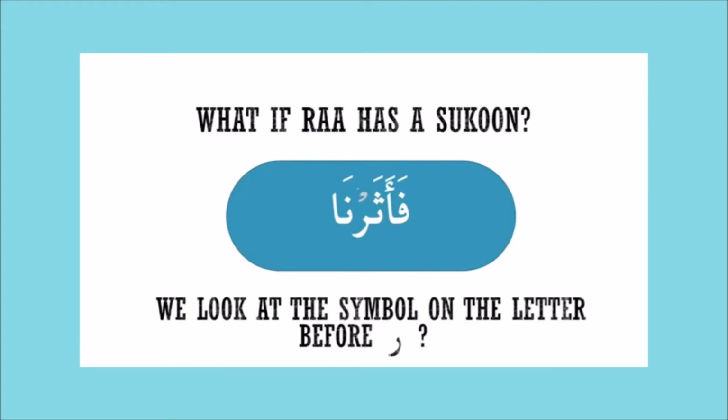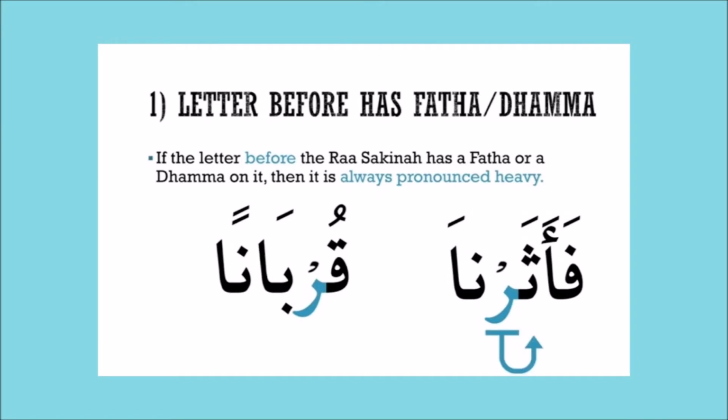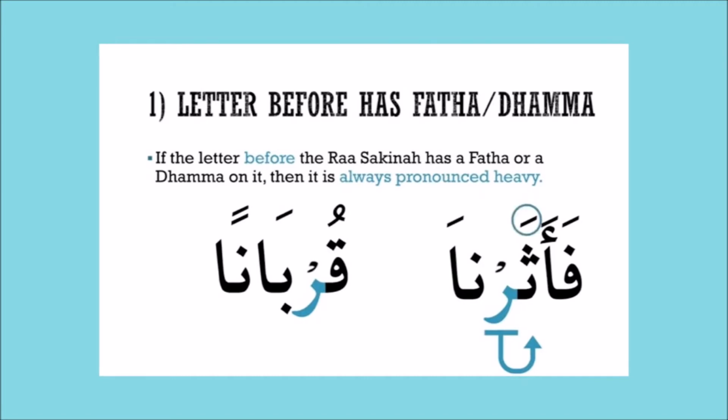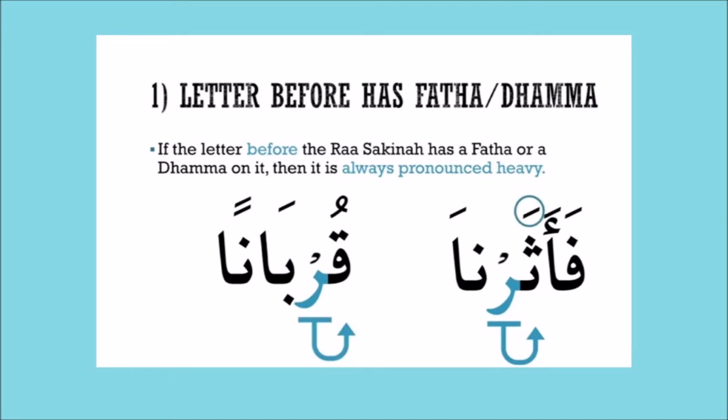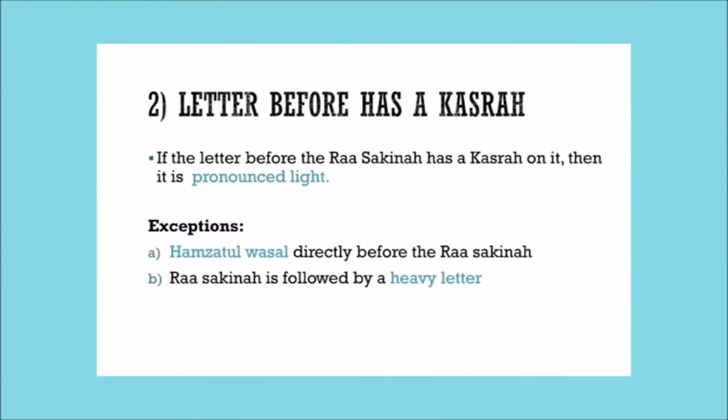فَأَثَرْنَا. The Ra has a sukoon, so we look at the symbol on the letter before the Ra sakina. If the letter before the Ra sakina has a fatha or a dhamma on it, it will always be pronounced heavy. So the first word, فَأَثَرْنَا, the Ra sakina is preceded by a tha with a fatha. So فَأَثَرْنَا is red heavy. Qurbanan, the Ra sakina is preceded by a qaf which has a dhamma, so it will be red heavy, Qurbanan. If the letter before the Ra sakina has a kasra on it, then it is pronounced light.